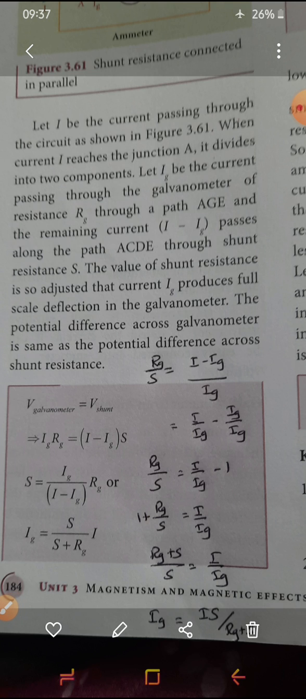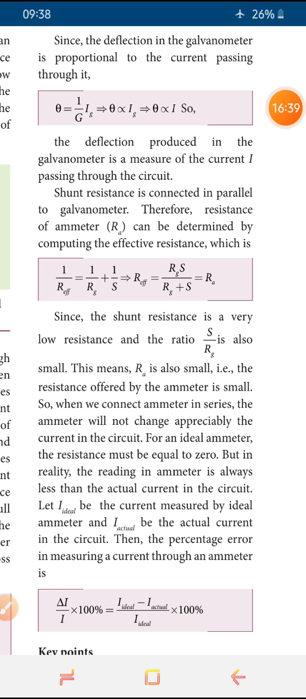So I hope you all copy this derivation in your textbook. Take a pencil and copy this derivation. And here the deflection of the galvanometer is proportional to the current passing through it. Then we can write theta is equal to 1 by G times Ig. It is proportional, then we can write theta is proportional to Ig, or we can write theta is proportional to I. So we can write the deflection produced in this galvanometer is a measure of the current I passing through the circuit. So in this way we can easily calculate the current flowing through this ammeter.